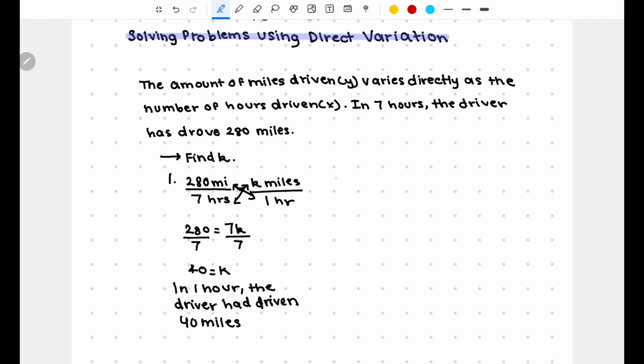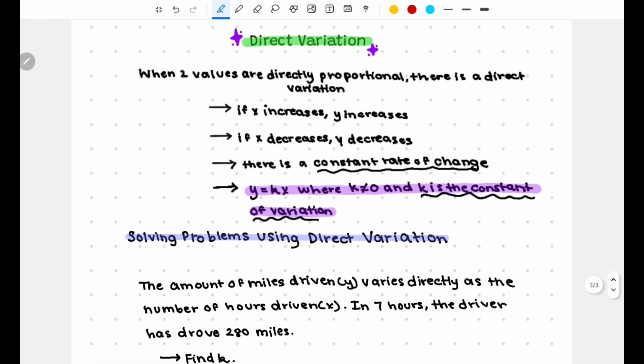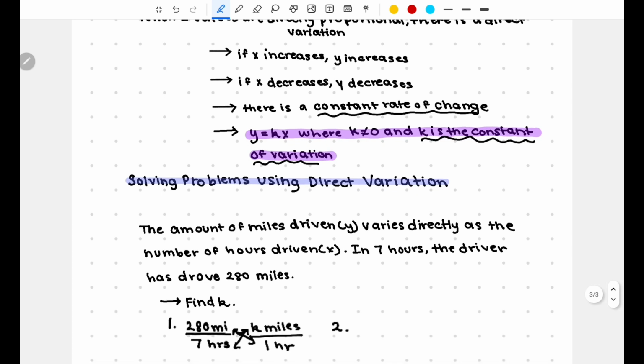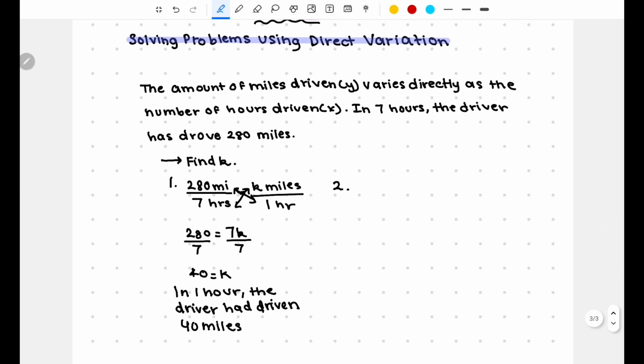All right, now let's look at the second way that we can solve this. The second way is by plugging all of our values into y is equal to kx. We know that the value of y is 280, and then we have k, and we have a value of x, 7. Now we are left with the exact same thing. Since it's still being multiplied, we're going to divide either side by 7, and we're going to get 40 is equal to k. So in either case, k is equal to 40.